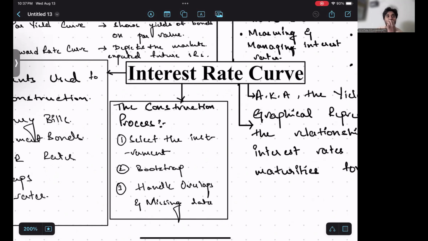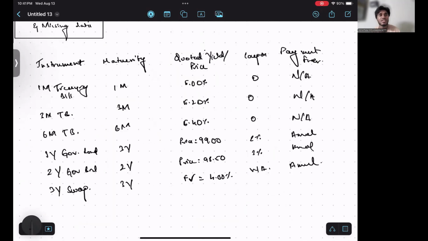Now let us look into a small example to understand the building of an interest rate curve. To understand the construction of interest rate curves better, let us look at a small example. Here, we picked instruments across different maturities: a 1 month treasury bill, a 3 month treasury bill, a 6 month treasury bill, 1 year government bond, 2 year government bond, 3 year swap. Maturity of each of them is 1 month, 3 months, 6 months, 1 year, 2 years, and 3 years respectively.